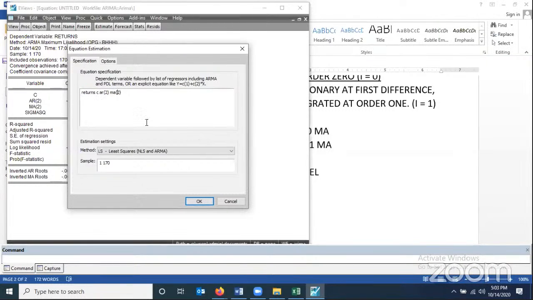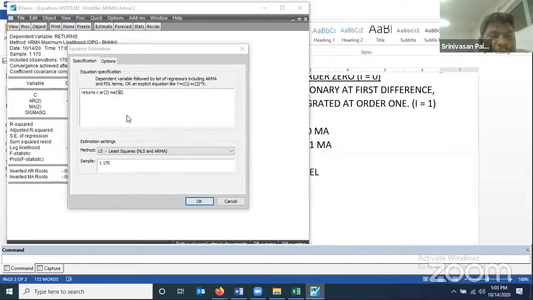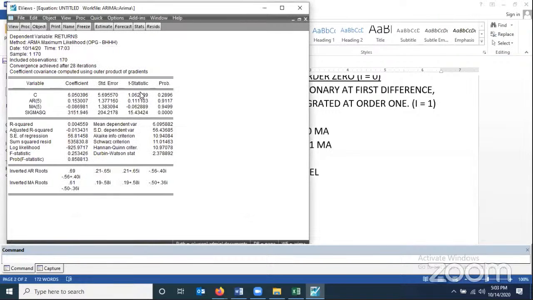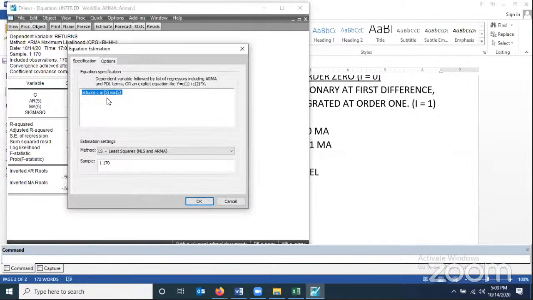Okay, let me try with 5. Nothing wrong, we'll try with 5. This is the way ARIMA works. Oh, very bad. 3, 3, 3, we're done.